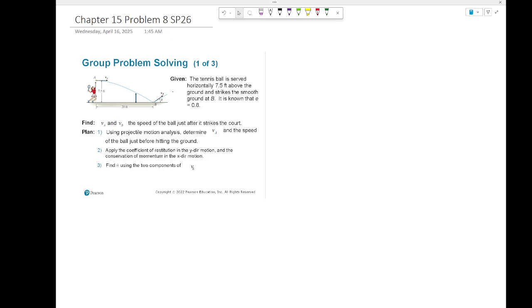So what is it that you're seeing here? This is a projectile problem, right? So we're going to combine the projectile problem here with this coefficient of restitution.